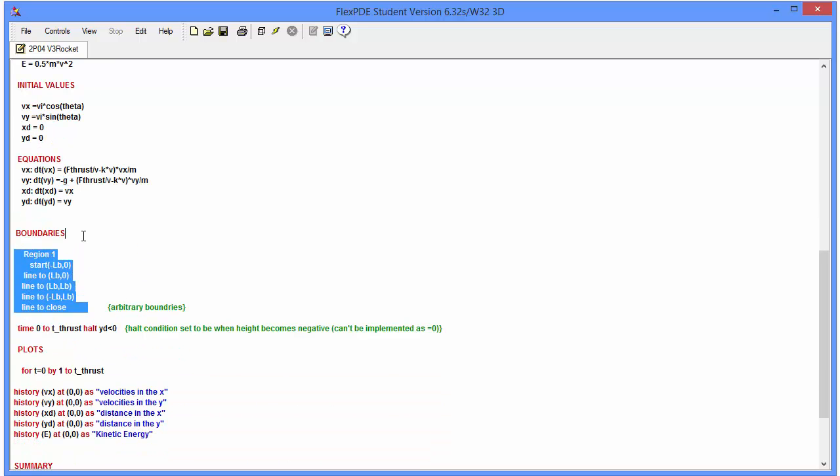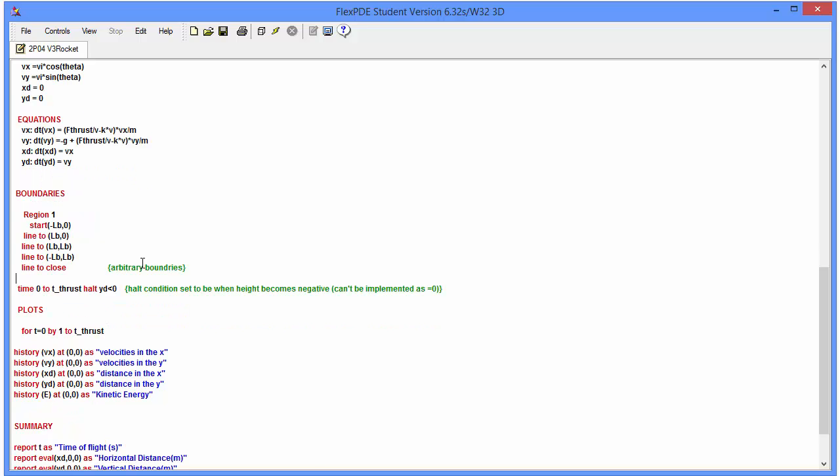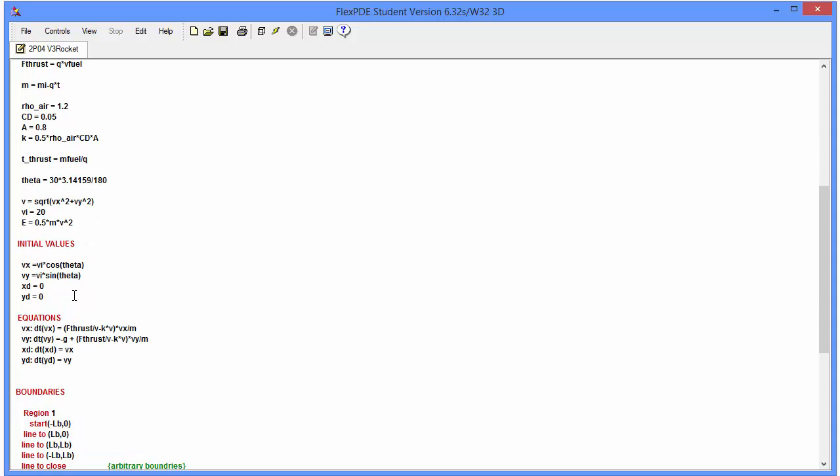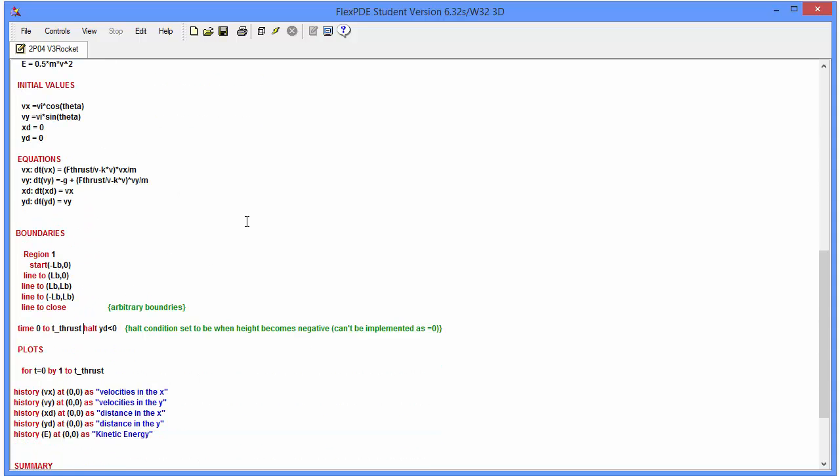The boundaries don't matter because we're doing a one-dimensional version of the problem, so we just have to set up some kind of a region. Now this is something you may not have seen before. We've got time 0 to t thrust, and we're going to halt if yd is less than 0. So we've got some kind of a halt condition here, which says we're going to step time 0 until the thrust time. So we're going to stop at the end of the thrust time because then the differential equations would have changed and this analysis isn't going to work after that anyway.